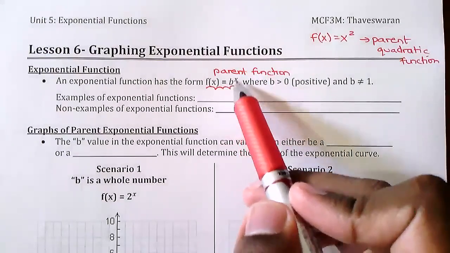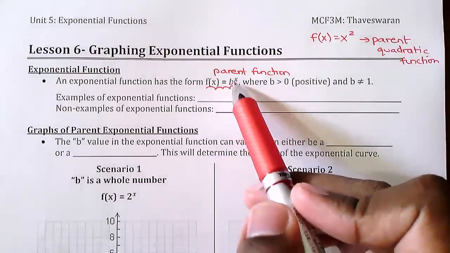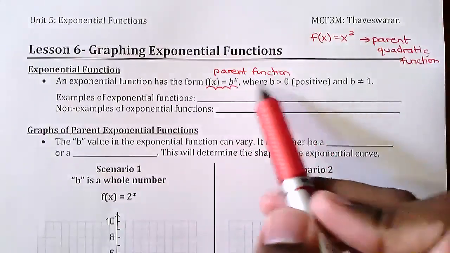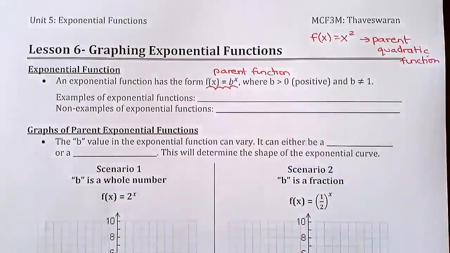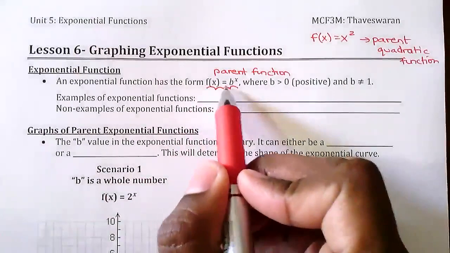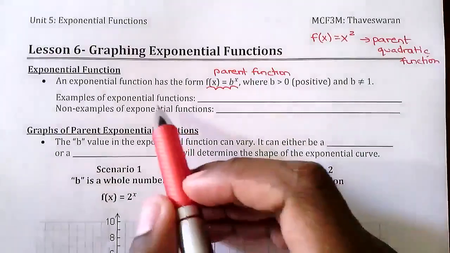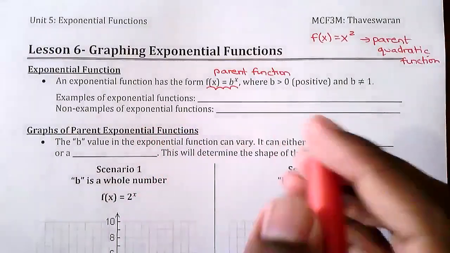So whenever you put any number here that's positive but not equal to 1, and so it's greater than 0, we see that we have an exponential function. This is the parent function. It's the simplest form. Just like with quadratic functions, we can apply transformations to the parent function. So what are some examples of exponential functions?